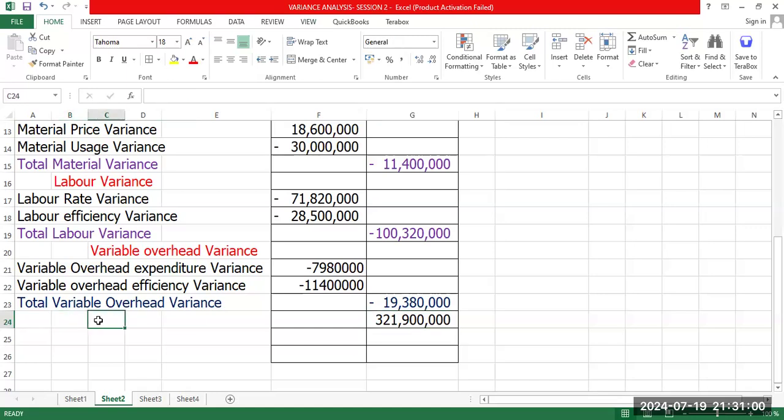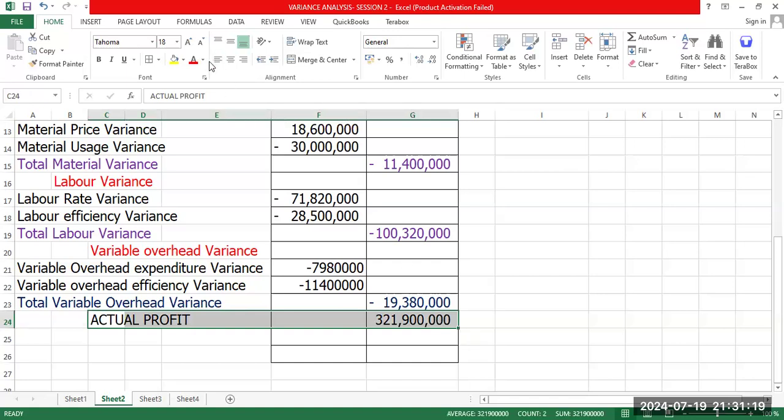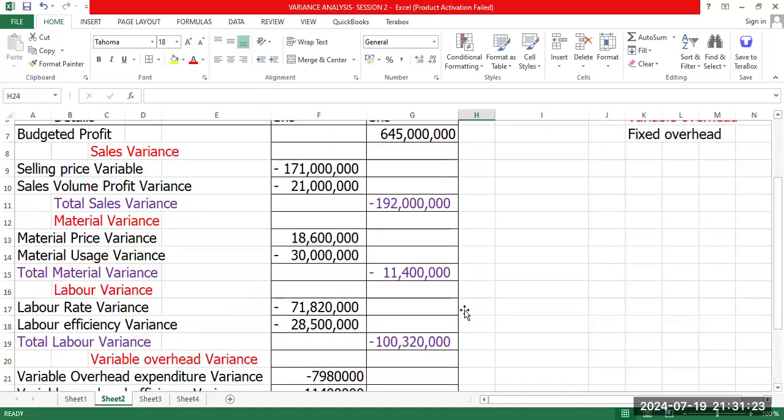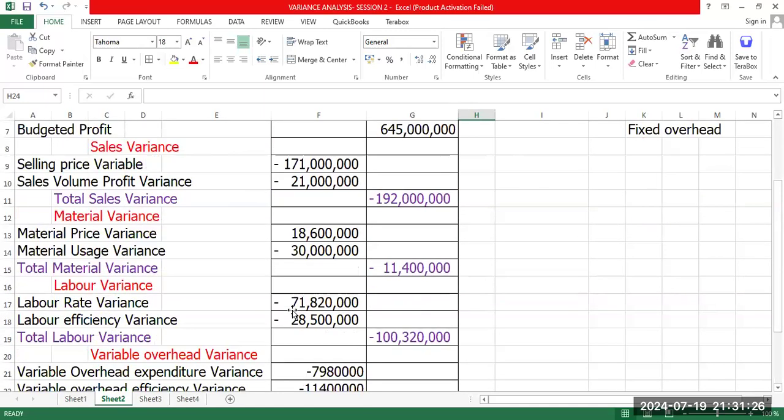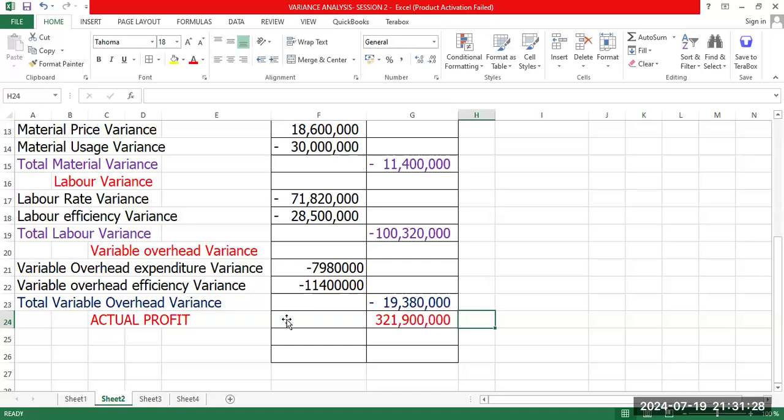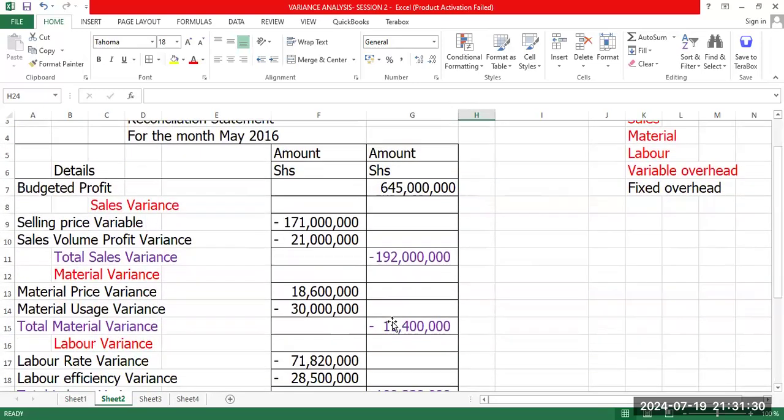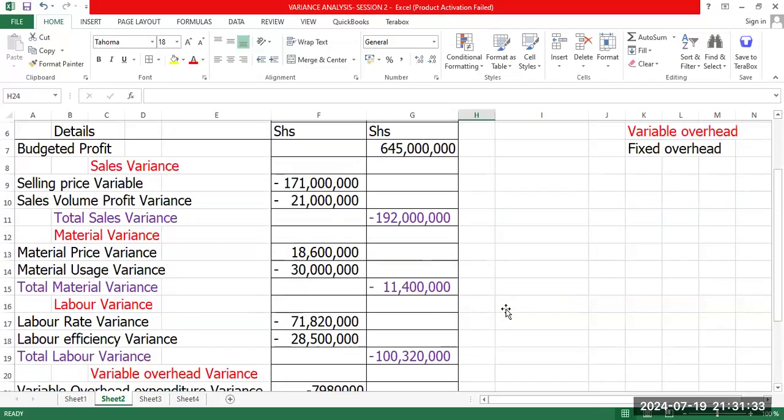So that is your actual profit. Once you get that, know that you have all the marks. But if you don't get that, you should not panic, just proceed to other questions. But basically, that's how you can reconcile.